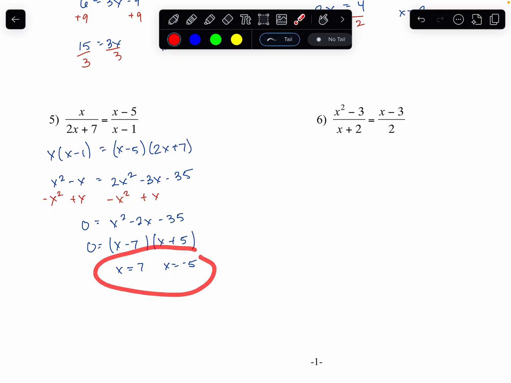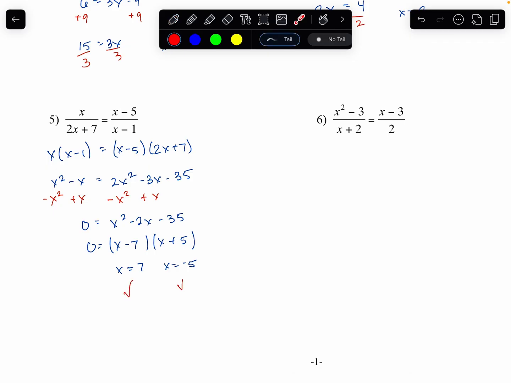And you might want to check to make sure that you don't get 0 in the denominator. If I plug in negative 5, that's not going to be 0. If I plug in 7, neither of those are going to be 0. So I think we can say that we have two solutions.